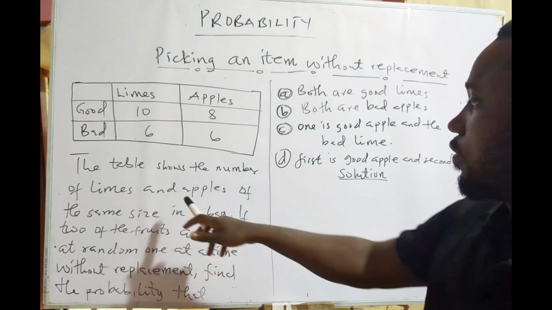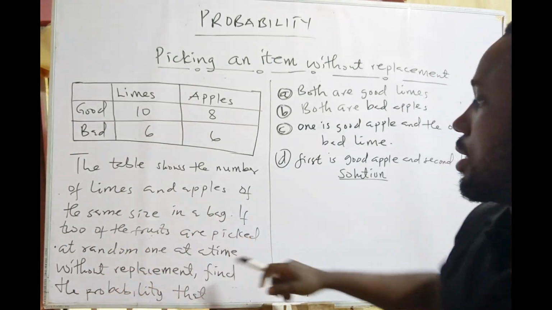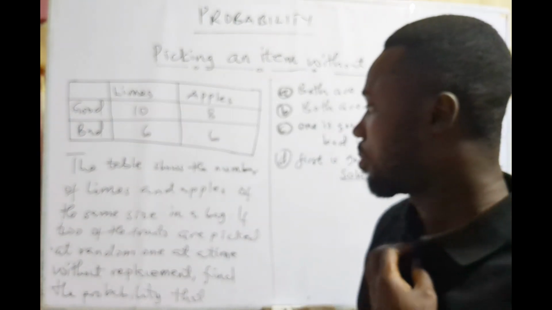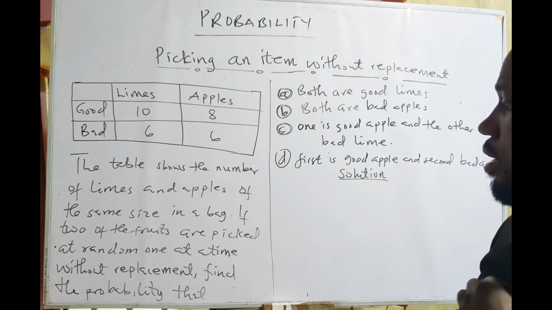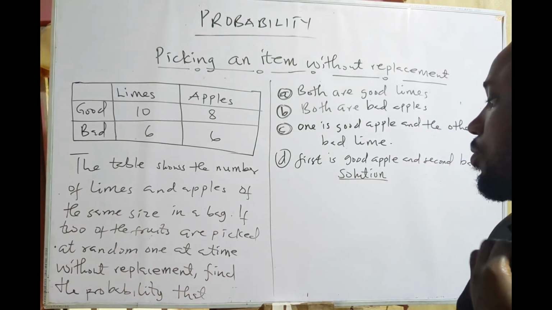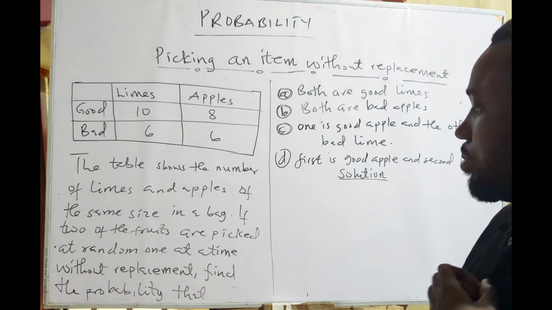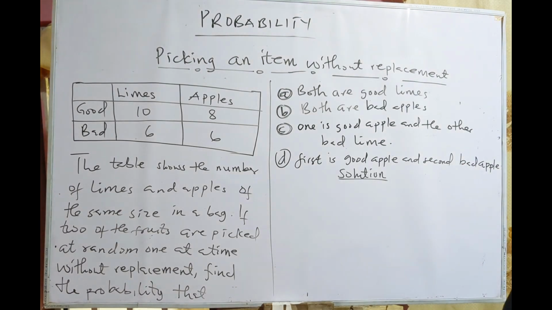The table shows the number of limes and apples of the same size in a bag. If 2 of the fruits are picked at random, one after the other, one at a time without replacement, find the probability that both are good, both are bad, both are good lime, both are bad apples, one is good apple and the other is bad lime, first is good apple and the second is bad apple.